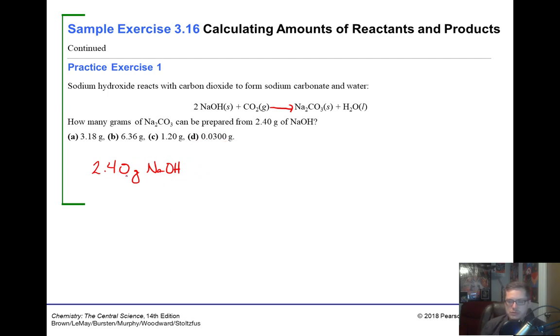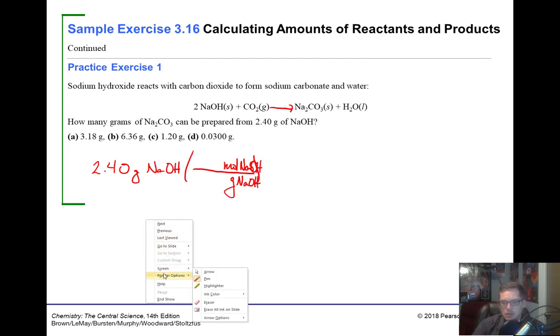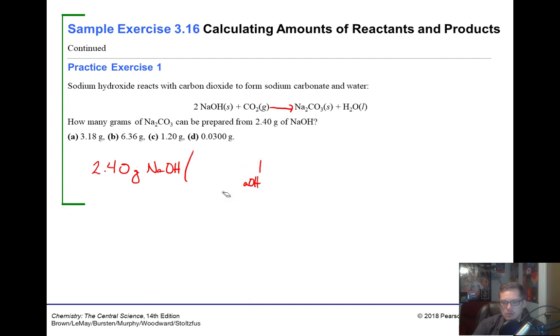So we have to go from grams of this to moles of sodium hydroxide to moles of sodium carbonate and then to grams of sodium carbonate. All right, so here we go. We draw our parentheses. Put grams of NaOH in the bottom because that's what we need to cancel. We'll put moles of NaOH up top because that's what we need to go to. Here, let's erase this. I don't like how this is looking right now. See if we can't clean this up a little bit.